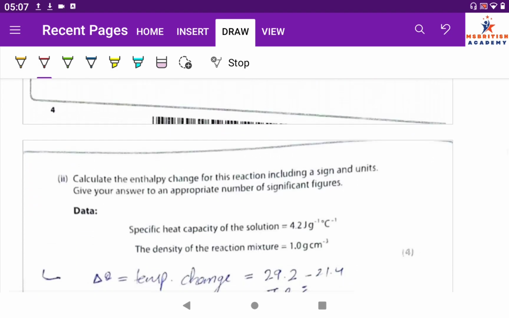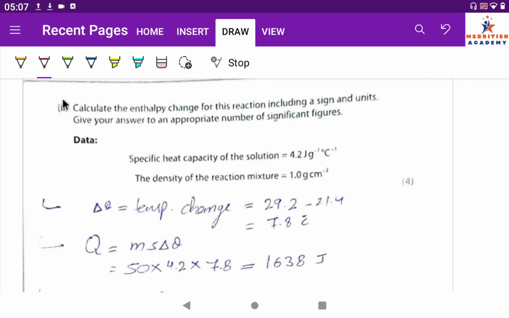Okay, now the second part: calculate the enthalpy change for this reaction, including a sign and units. Give your answer to an appropriate number of significant figures. The data: the specific heat capacity of the solution is 4.2 joules per gram per degree Celsius, and the density of the reaction mixture is this.